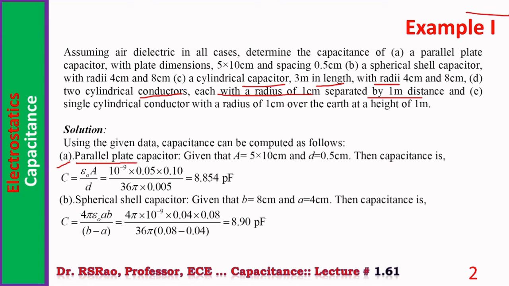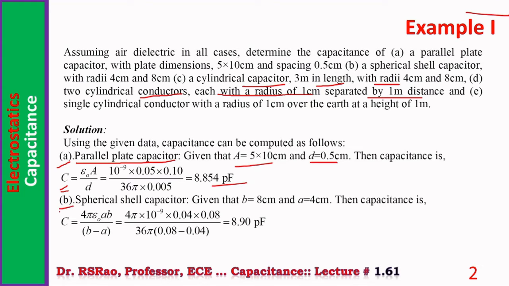A. Parallel plate capacitor. Area is 5 by 10 cm. Distance between the plates is 0.5 cm. Capacitance for parallel plate capacitor is epsilon A by d. In the present case, dielectric is air. Therefore, epsilon becomes epsilon naught. So, C is epsilon naught A by d. Epsilon naught is 10 power minus 9 by 36 pi. A is given, d is given. Substitution results in C being equal to 8.854 picofarad.